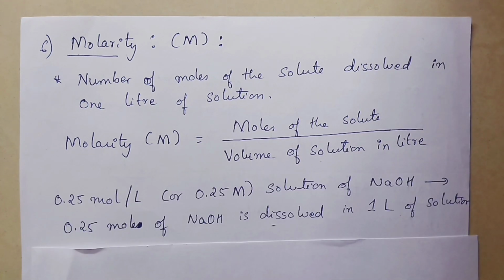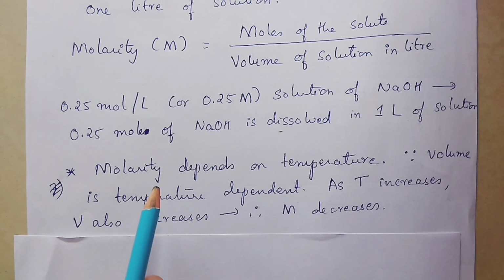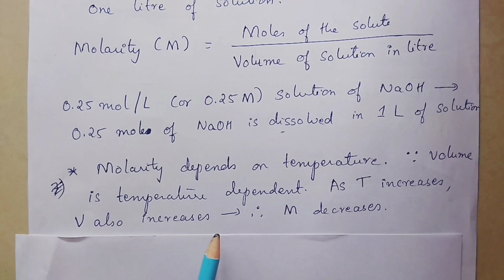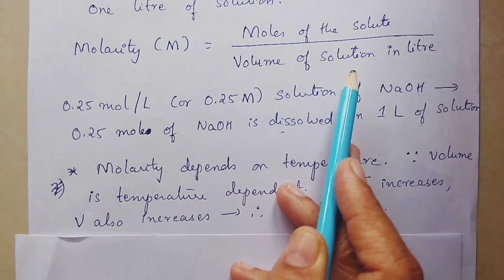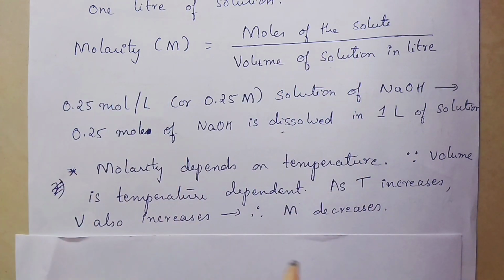So in your laboratory, if you have 0.25 mole per liter or 0.25 molar solution of NaOH, that means 0.25 mole of NaOH is dissolved in 1 liter of solution. This molarity depends on temperature because volume is temperature dependent. As we increase temperature, volume also increases. Since volume is present in the denominator, if volume increases, molarity should decrease. That is, concentration should decrease.